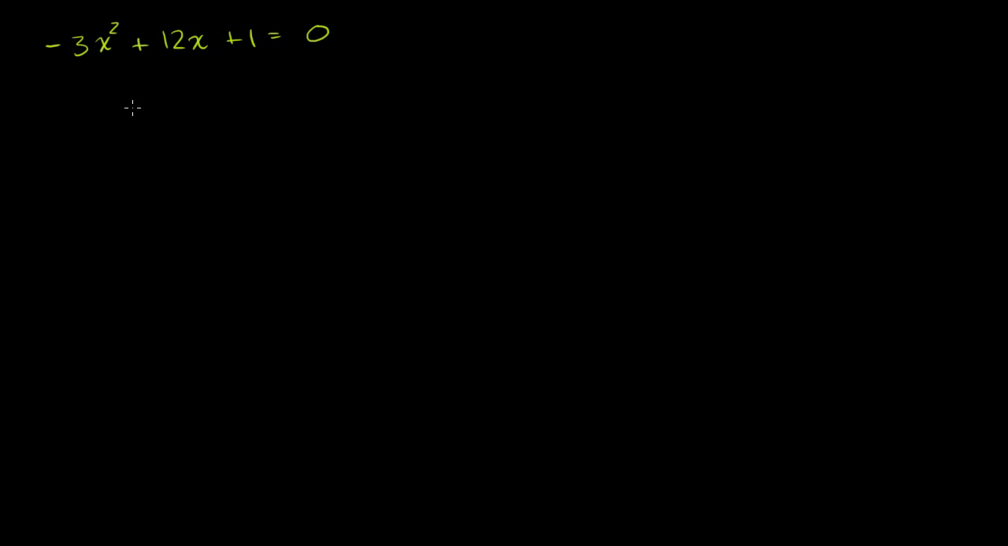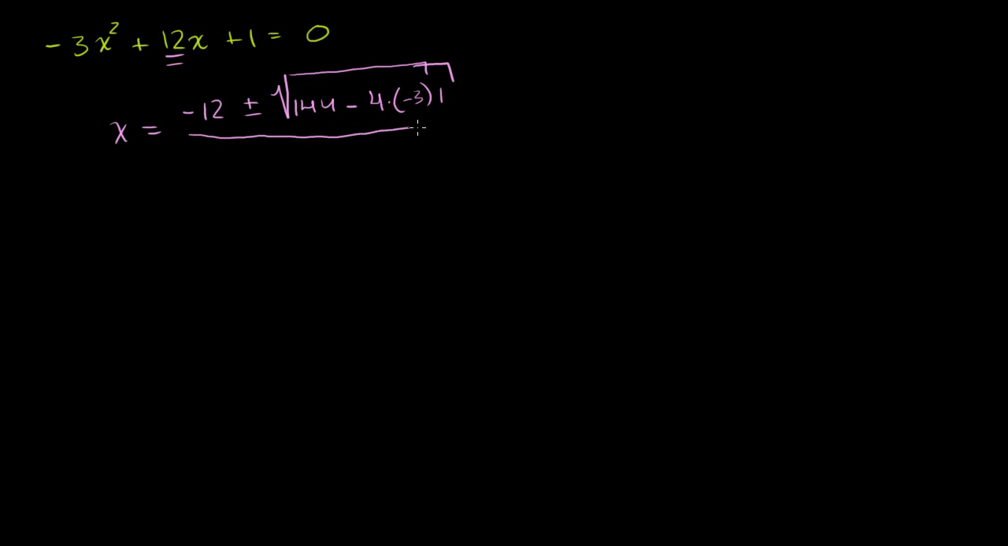So the x's that satisfy this equation are going to be negative b. This is b. So negative b is negative 12 plus or minus the square root of b squared, 144. That's b squared minus 4 times a, which is negative 3, times c, which is 1. All of that over 2 times a, over 2 times negative 3. So all of that over negative 6.